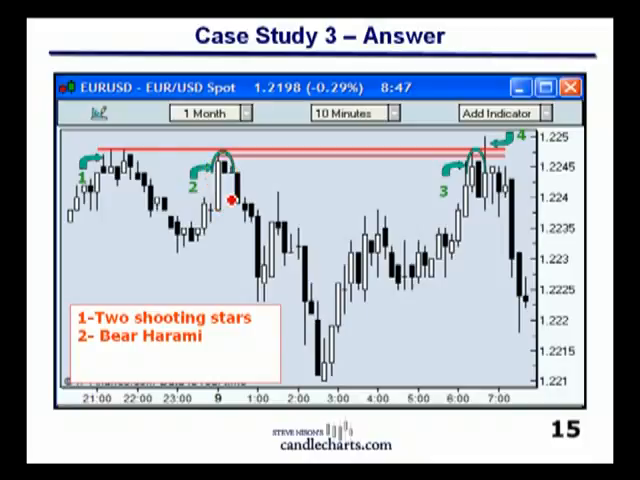3, over here, just to make it a little easier to see in the green semicircle, what is that? That's right, a bearish engulfing pattern. Comes after an uptrend.